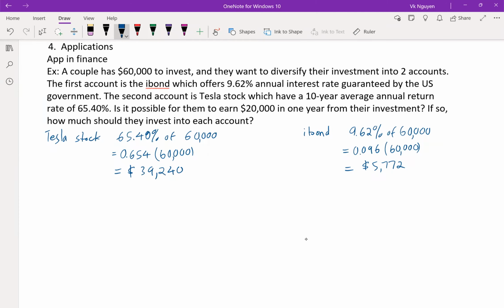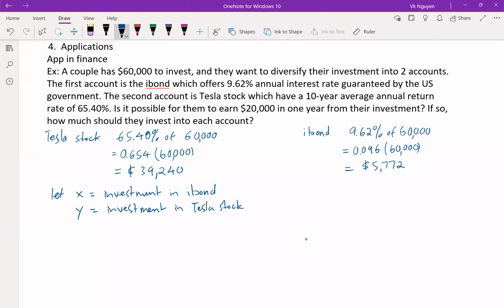Okay, now we're going to take a look at how they're going to diversify the investment to get 20,000 a year. It is possible for them to get 20,000 a year though, because 20,000 is between these two numbers. So they should be able to get that much money in 1 year. First, let X be the investment in I-bond, Y be the investment in Tesla stock.